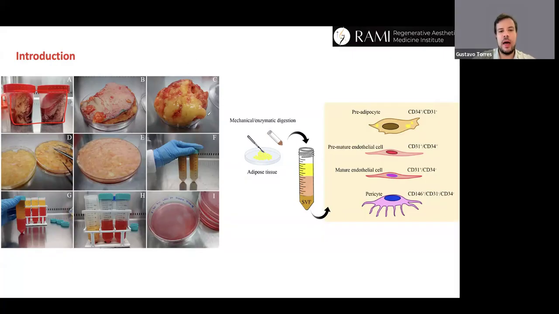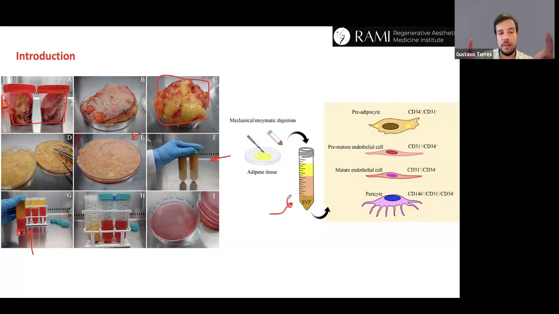What happens is that once we have the fat tissue in our hands, we cut it and we put it in contact with a protein called collagenase. So we are breaking the collagen. And as we break the collagen, we put this product of the digestion of the adipose tissue in a tube. And when we centrifuge that tube, you won't be able to see very clearly here in this one, but in the very bottom of the tube, you have this.